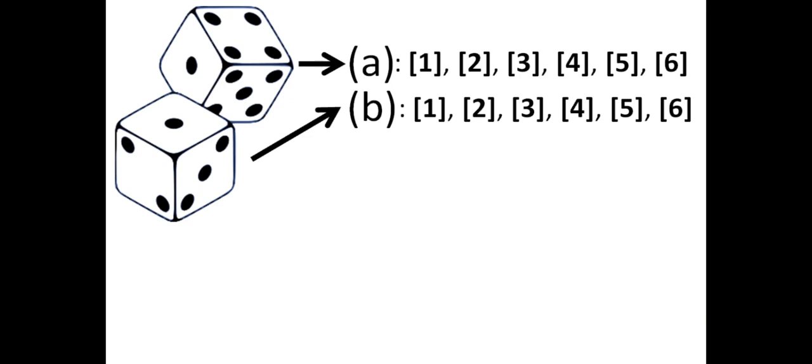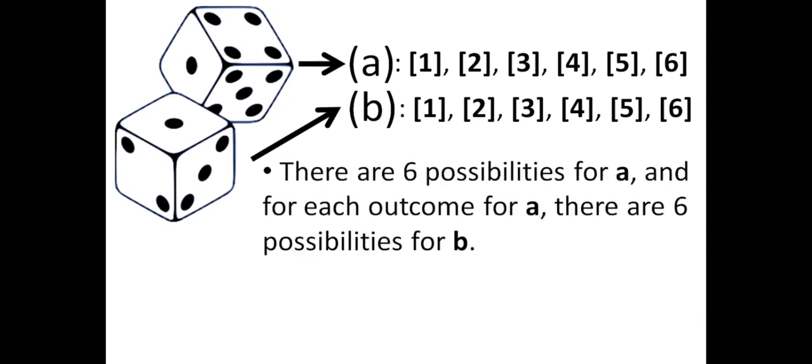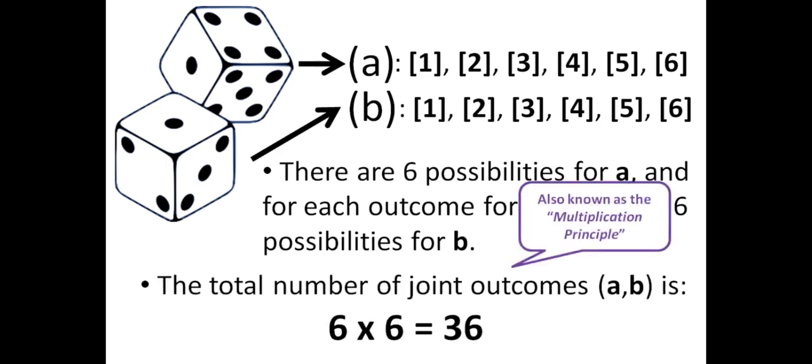However, since we have 2 dice, our sample space consists of all the possible outcomes coming from both dice, which means that for each outcome of A, there are 6 possibilities for B. So the total number of outcomes, A and B, is 6 times 6, which is 36. This would also be known as an example of the multiplication principle.